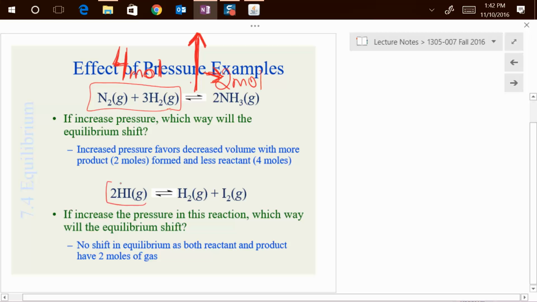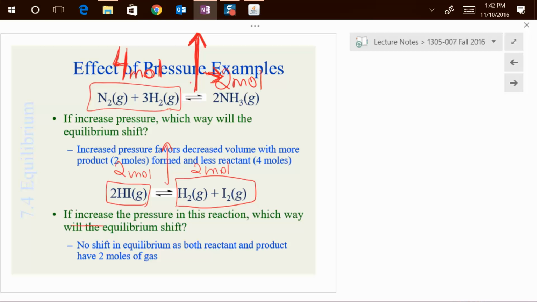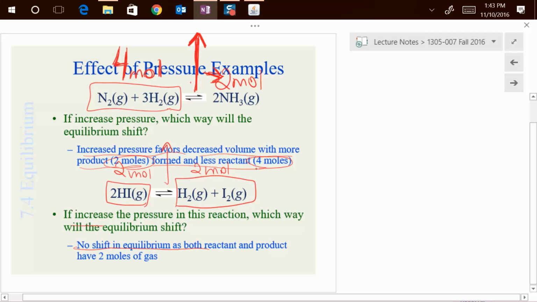How many moles of gas do I have on the reactant side here of this equation? 2 moles. How many moles of gas here? 2 moles. So if I increase the pressure, which way will it shift? It can't shift either way, right? It's not going to do anything. There's nowhere that it can shift that will change the pressure. So it will just have to stay at that pressure. Okay? So no shift in the equilibrium. Increased pressure favors decreased volume, with more products, 2 moles formed, less products, 4 moles, or less reactants. Okay?